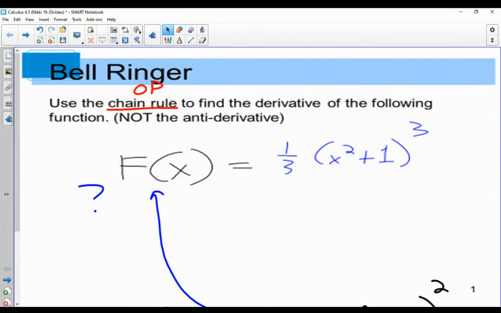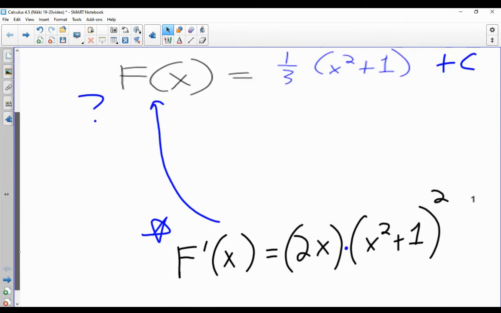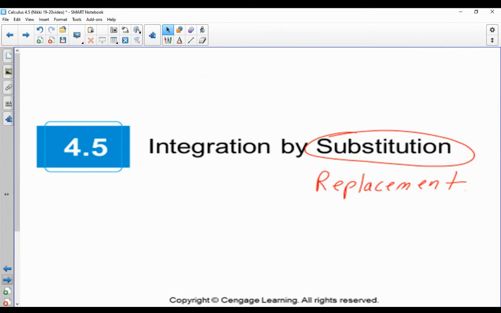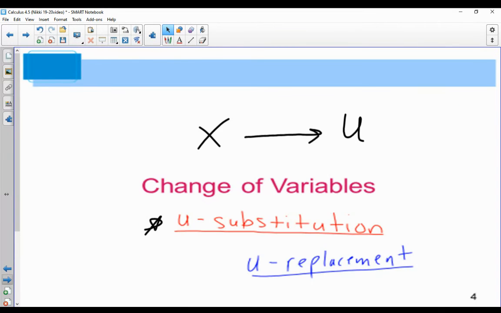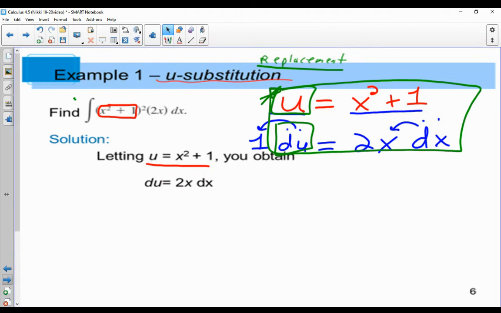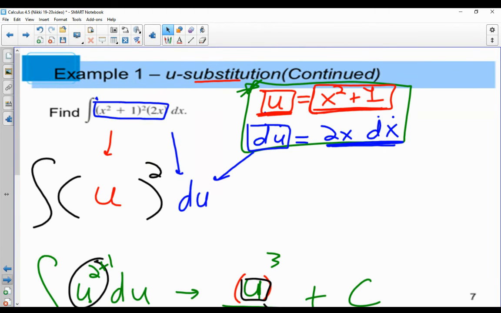Oh my God, it is 1/3 times (x squared plus 1) cubed. But of course, plus c, but you guys didn't know that the plus c was 0 back then. But you know it works. This works, because it just got you the original function from the bell ringer. Nice. All right, let's do a couple more examples, just so you can get the feel for it.